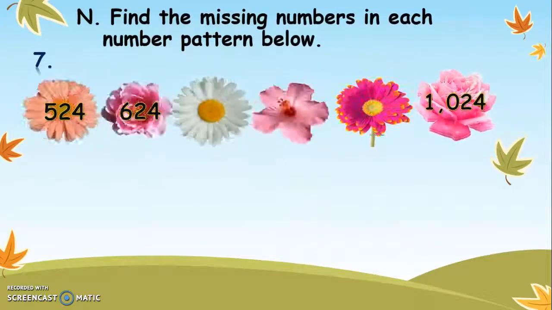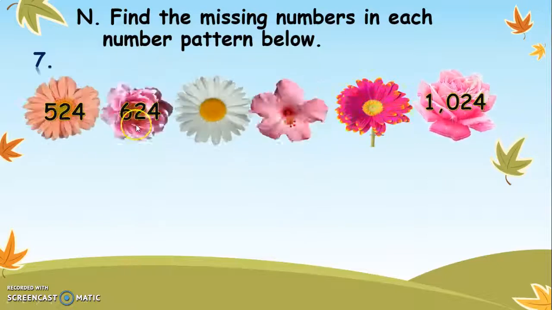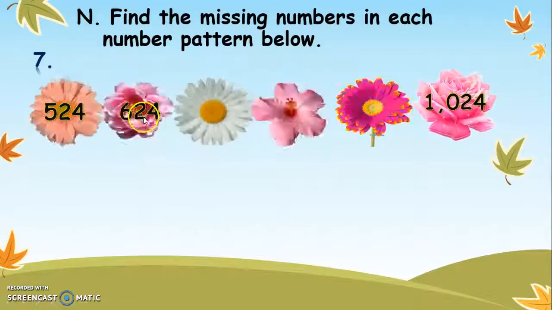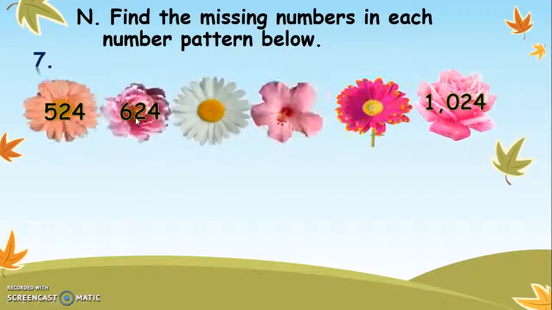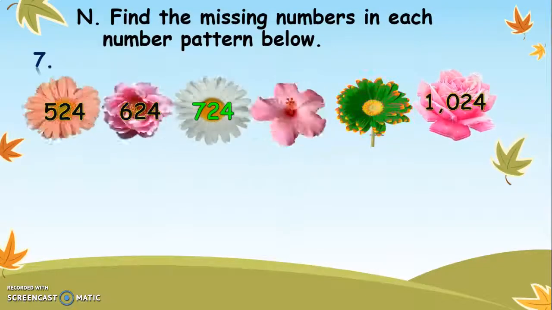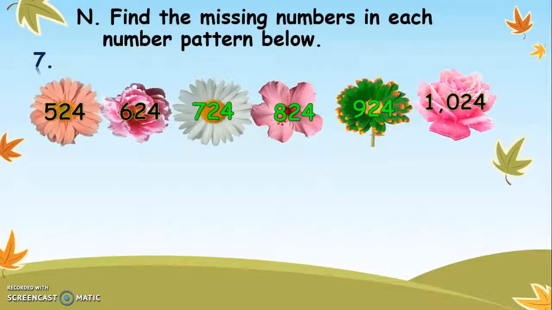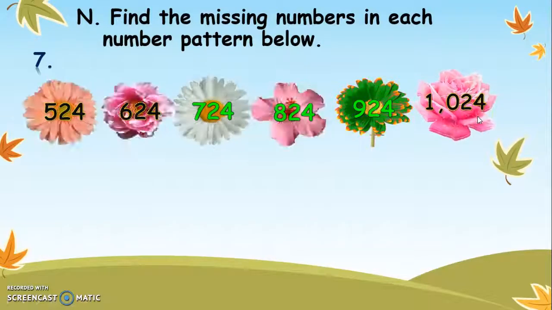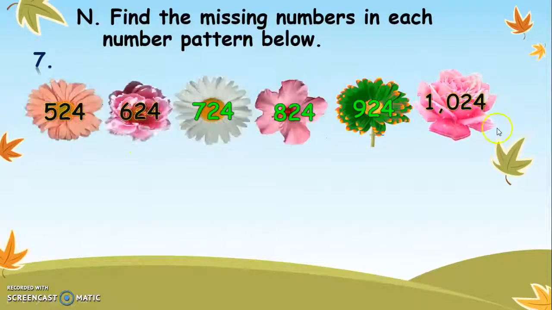So for number 7, starting with the first two numbers, 524 and 624. From these two examples, you can see that the numbers are increasing by 100. So the next number is 724. This is followed by 824. The next one, 924. With the last number, 1024. Again, for example number 7, the numbers are increasing by hundreds.